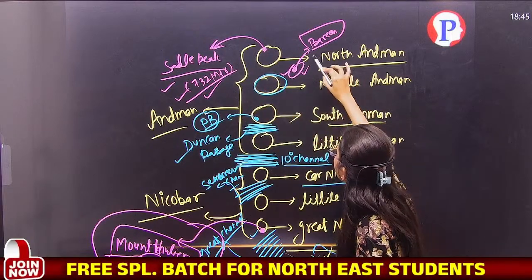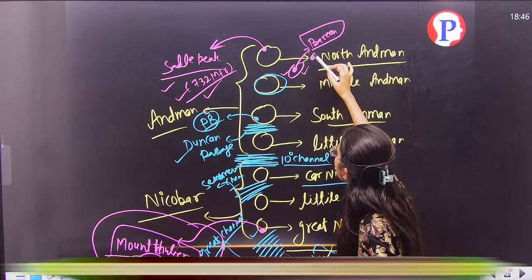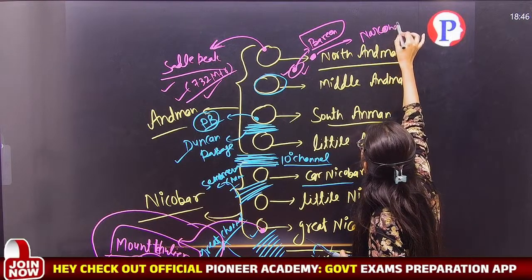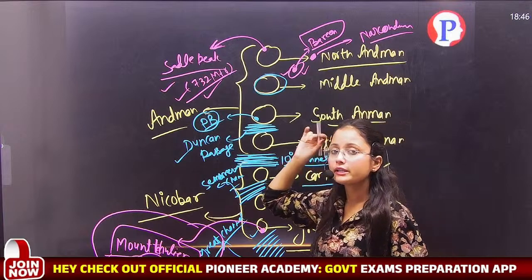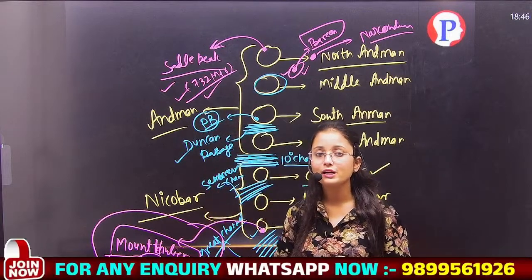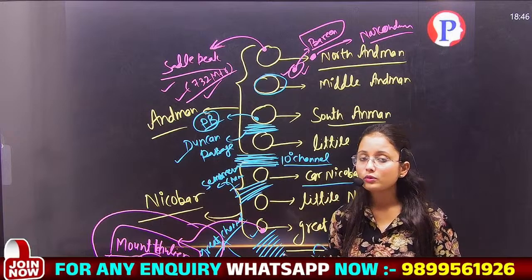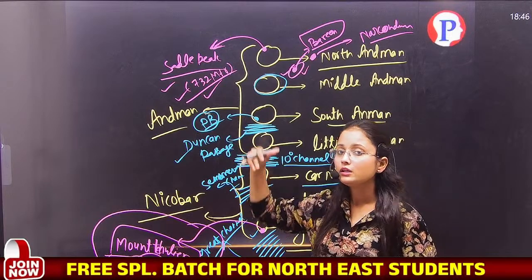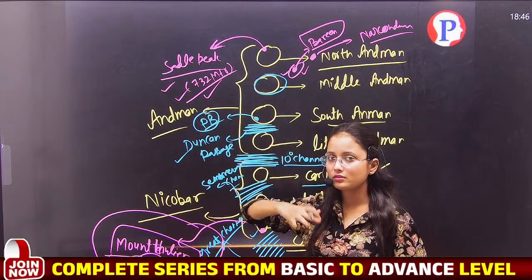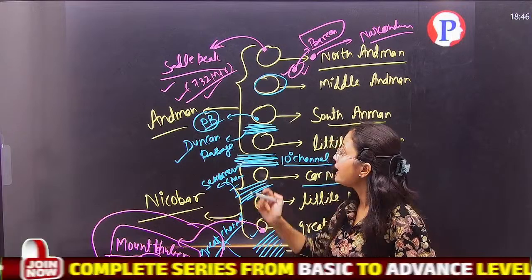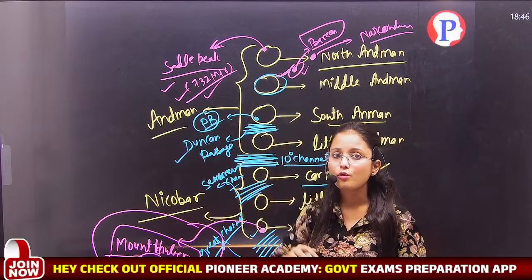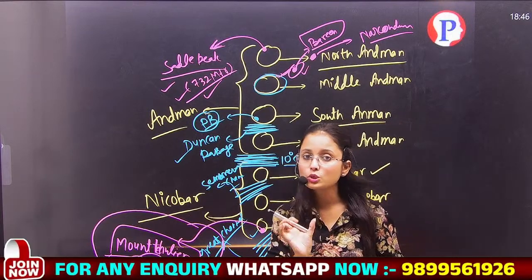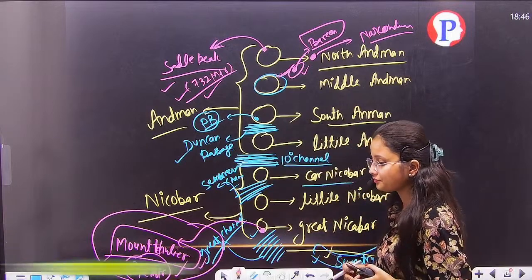And the second one is located here, and it is called Narkondam. Narkondam volcano is located also nearby Barren volcano, and it is a dormant volcano. Narkondam is a dormant volcano, and Barren is an active volcano located nearby North Andaman and Middle Andaman, and it is the only active volcano of South Asia. I'm not saying Southeast Asia, I'm only saying South Asia. Okay.